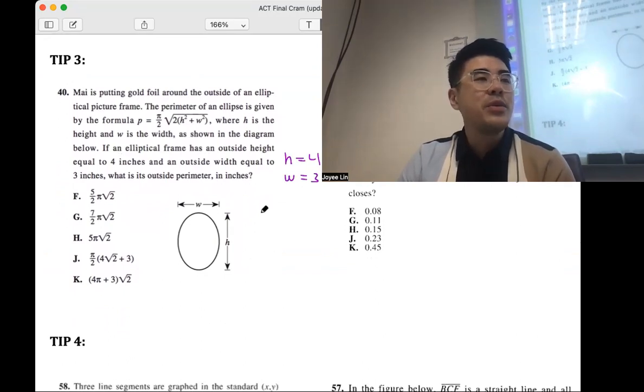Because I know with these wordy ones, students look at it and it's like, oh, really? But if you get one that just has the equation in it, you can just kind of bypass everything.